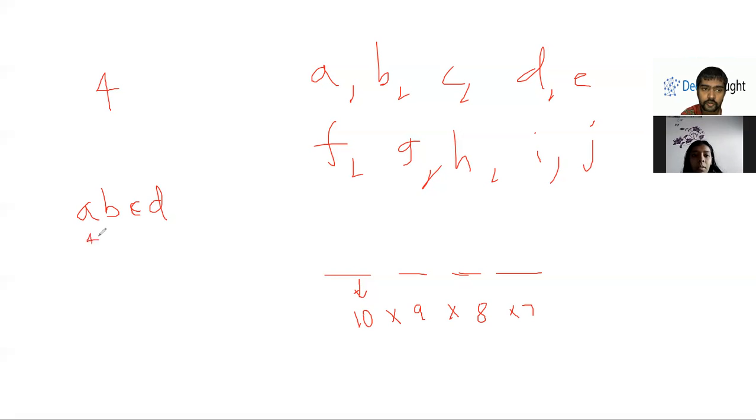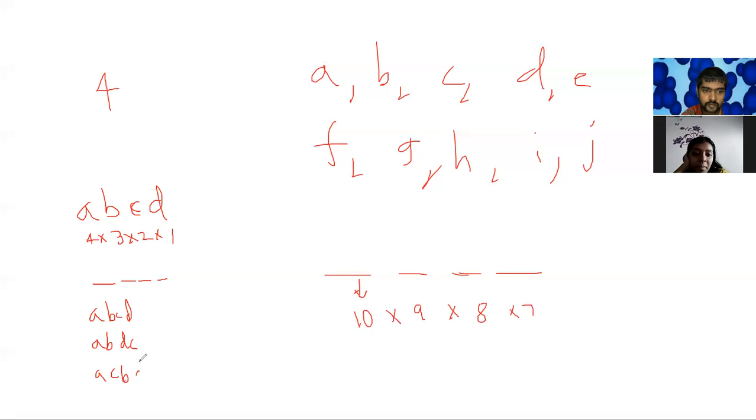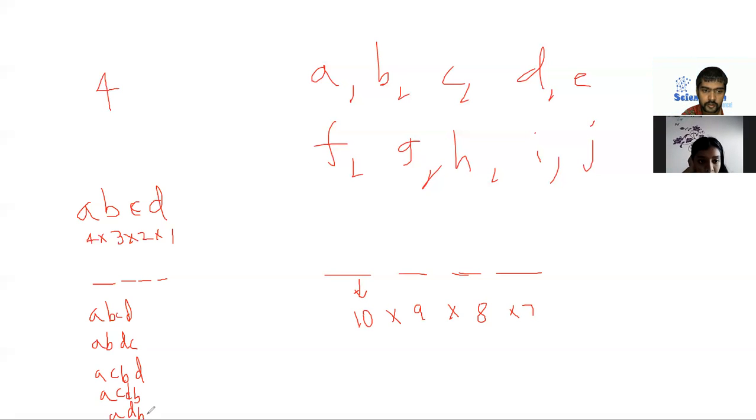4 into 3 into 2 into what? Right? These 4 I can rearrange in 24 ways. Just see, you'll have A, B, C, D, then you'll have A, B, D, C, then A, C, B, D, A, C, D, B, A, D, B, C, then you'll also have A, D, C, B.